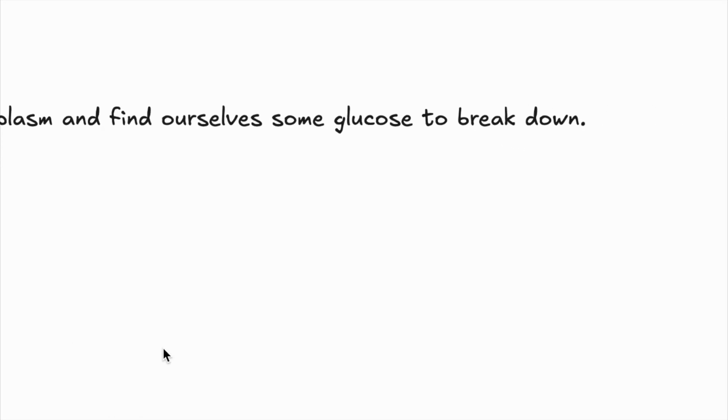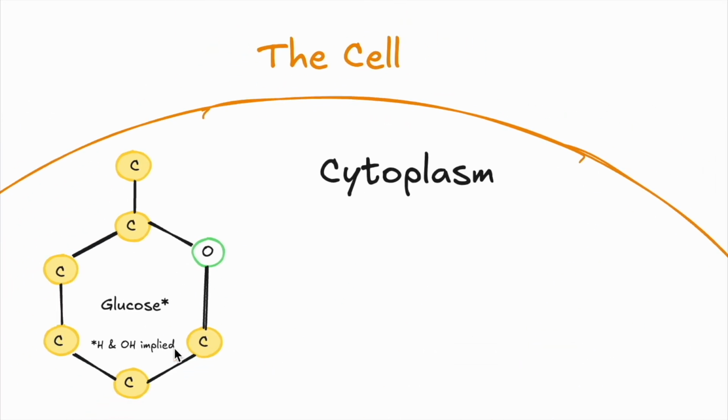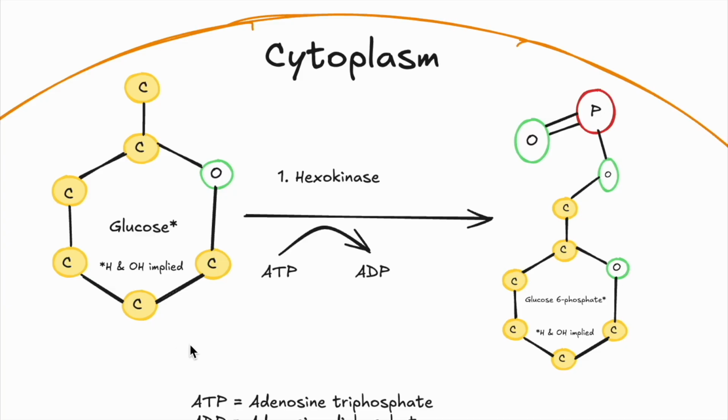To start, we will go to the cell cytoplasm and find ourselves some glucose to break down. Here's a cell, here's a cytoplasm, and here's some glucose. The first step in glycolysis is converting the glucose into glucose 6-phosphate. Essentially, you take hexokinase, take the phosphate group from ATP, turn it into ADP, and put the phosphate group onto the 6 carbon, thus creating glucose 6-phosphate.